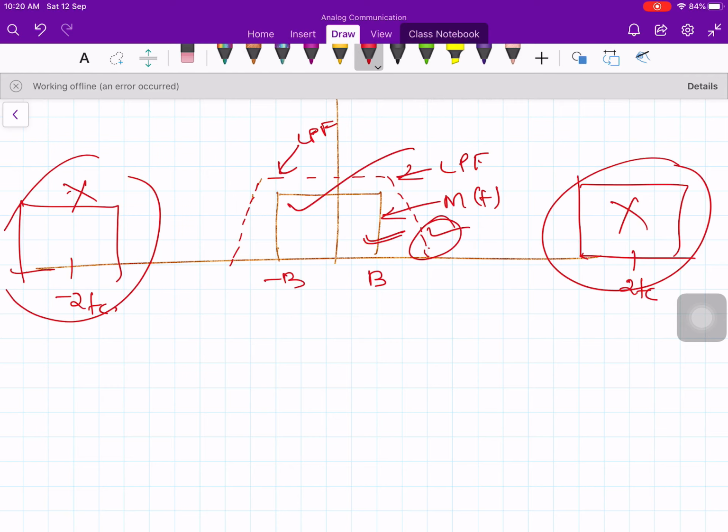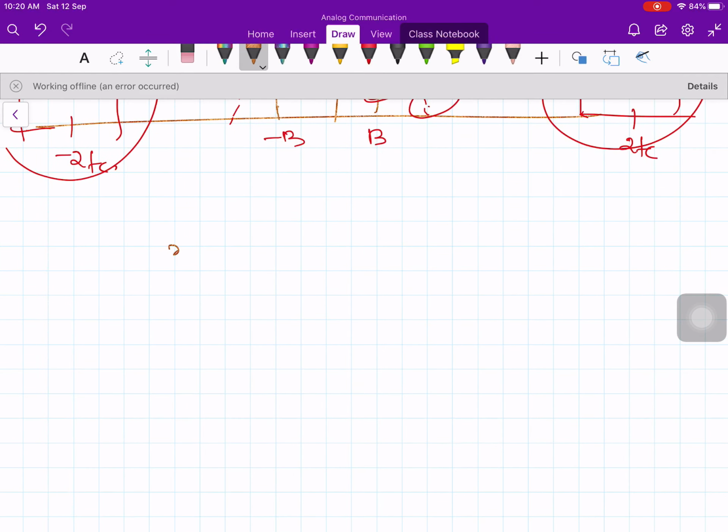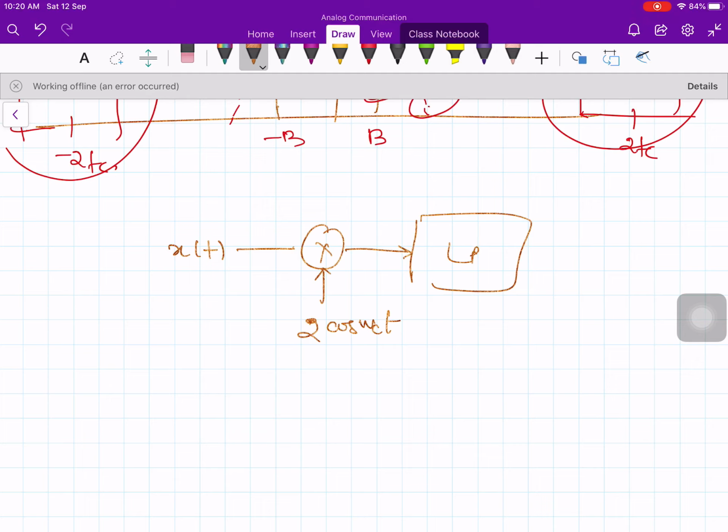The demodulator: the incoming signal x of t is multiplied by the locally generated carrier 2 times cos omega ct, followed by a low pass filter. So this is my demodulator. Now, this demodulator requires a carrier at the receiver, the same carrier we used in the generator. Therefore the receiver needs a carrier with the same frequency and the same phase. At the receiver I must have a replica of the carrier that I use at the transmitter.